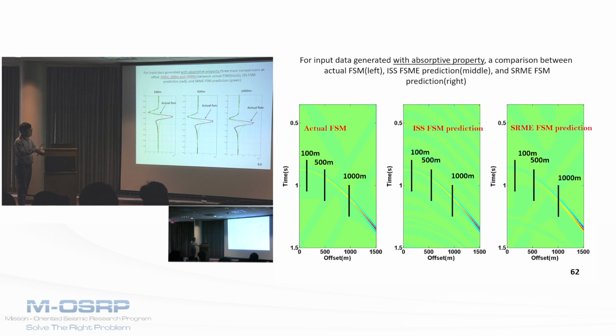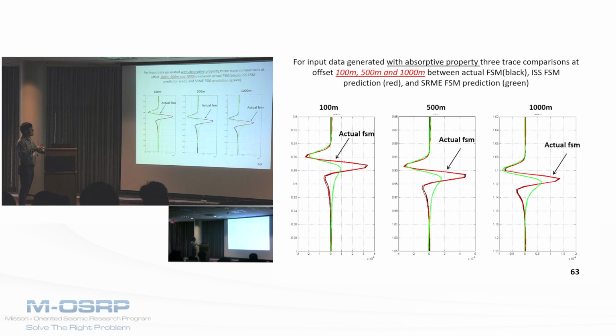And the same as the previous test, we can see the ISS method, in the presence of the absorptive property, can still effectively predict the free surface multiple with accurate time and accurate amplitude, whereas the SRME method is an approximate prediction.